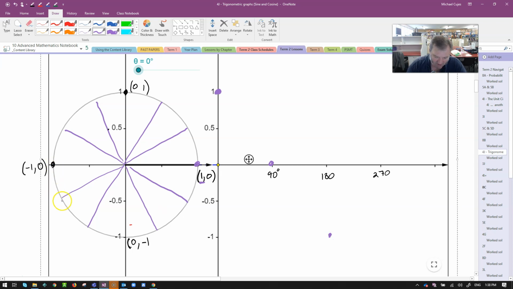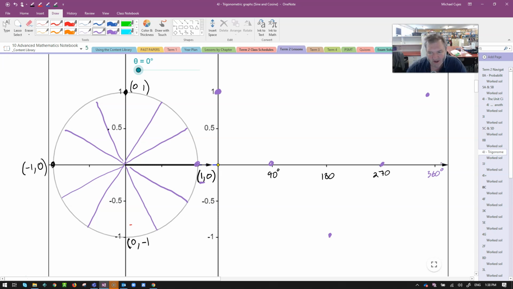At 270, as I come through this quadrant, the point is moving back along the x-axis until, when I'm at 270 degrees, the x-coordinate is back to 0. And then as I move through the fourth quadrant, the x-coordinate's increasing all the time. I'm moving further right, and I get back to 1 at 360 degrees, which I somehow managed to rub out.